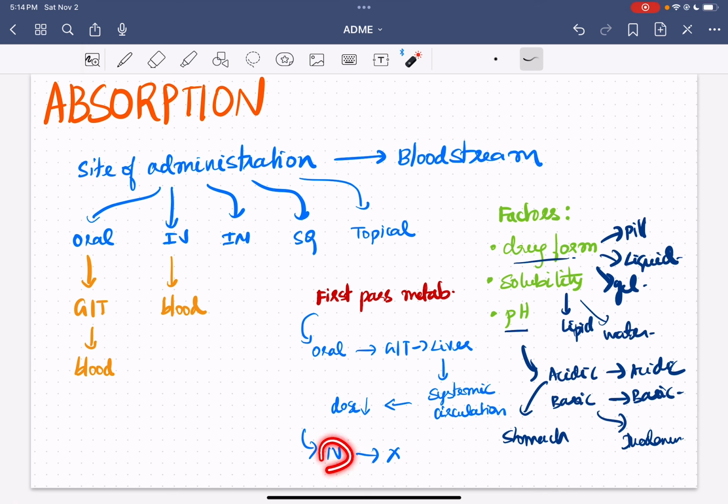Now if you take IV route instead, you will not have this first pass metabolism because the drug is bypassing all these routes. Instead, it's directly going to the bloodstream and from the bloodstream to the target organ. Okay, so these are all the important concepts that you need to understand when it comes to absorption.